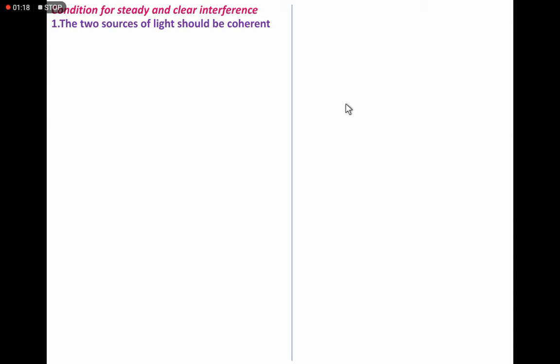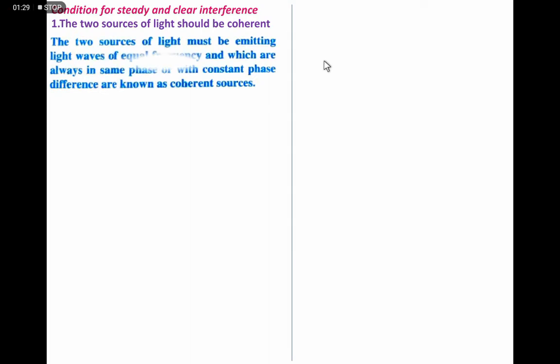How coherent sources are obtained from a single source of light, we learned in Young's double slit experiment. The two sources of light must be emitting light waves of equal frequency, which are always in the same phase, or have a constant phase difference. These are known as coherent sources.